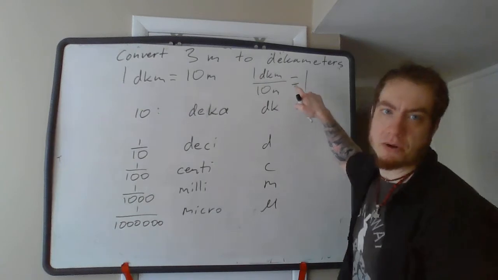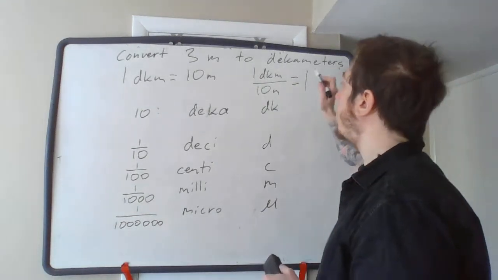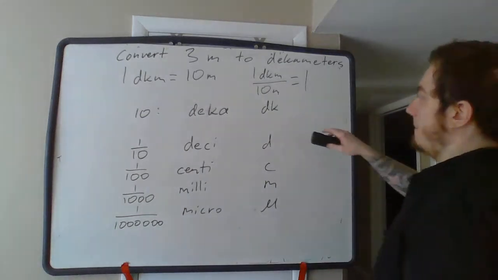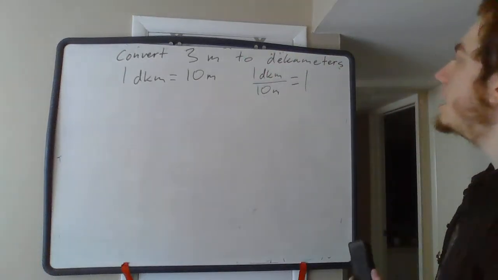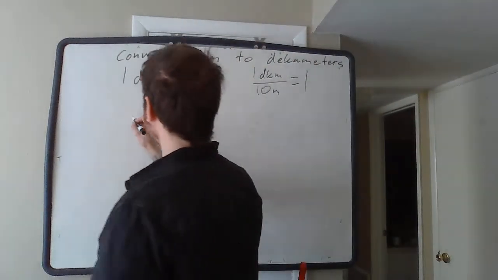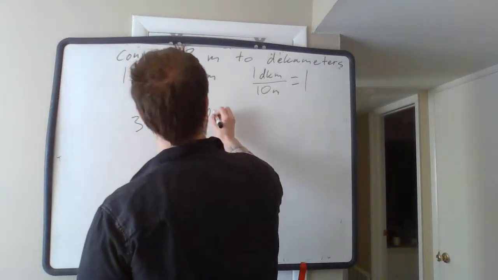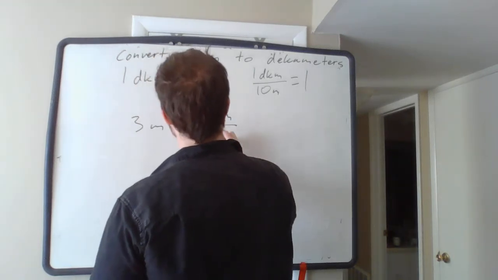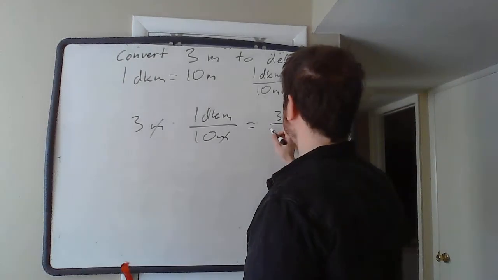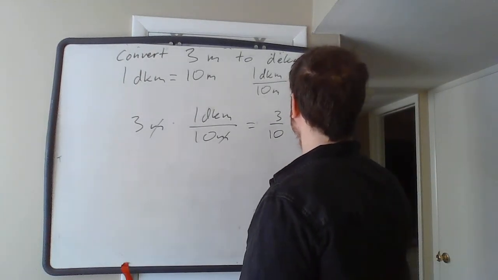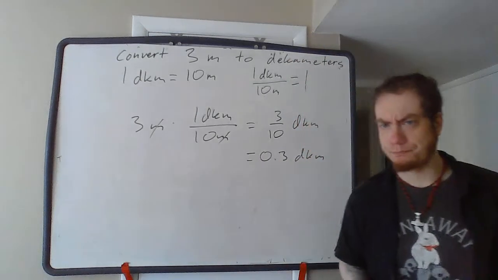So this ratio is a conversion ratio. Remember, a conversion ratio is a ratio involving units that is equal to 1. And I'm going to erase this stuff now. Hopefully you guys have this written down. Well, now all I have to do is take the 3 meters and multiply that by my conversion ratio, 1 decameter over 10 meters. The meter units cancel, and I am left with 3 over 10 decameters, which is 0.3 decameters.